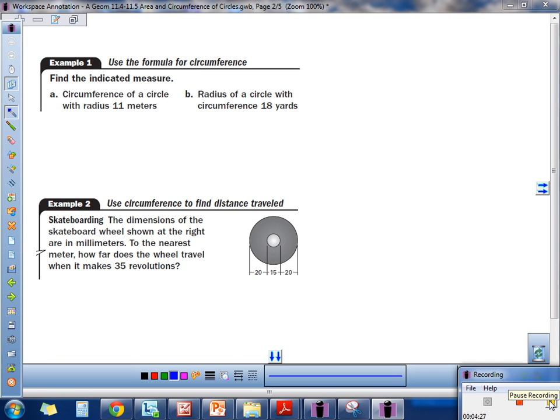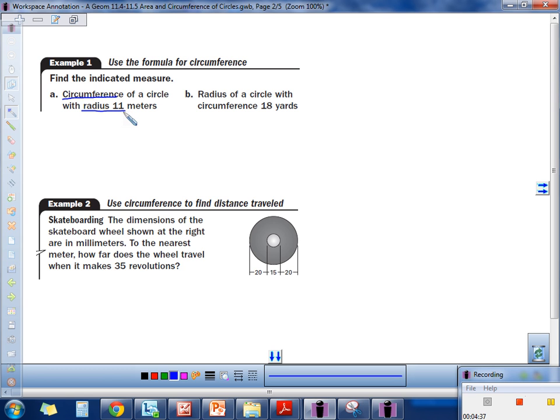Here's some examples that will enable us to use some of those formulas on that last page. Let's start off pretty simple. The first one says find the indicated measure, and it wants you to find the circumference when the radius is 11. Which formula should we use for circumference? 2 pi r. Good job. So circumference is 2 pi r. And we can go ahead and plug in what we know, 2 times pi times the radius. In my head, I know 2 times 11 is 22, so in my calculator, I would just type in 22 times pi and get my approximate answer.